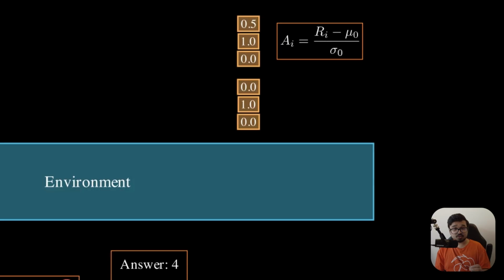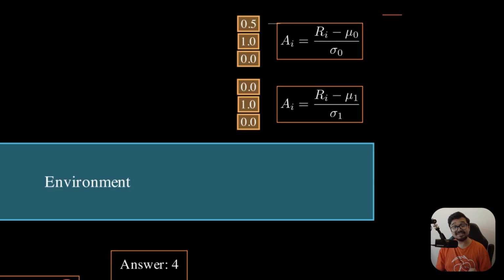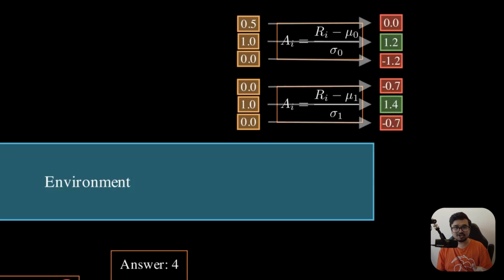Then from these rewards, we will calculate the advantages by standardizing the rewards to have 0 mean and a standard deviation of 1. Effectively, we are recording the relative advantages of each response with respect to other responses to that question.